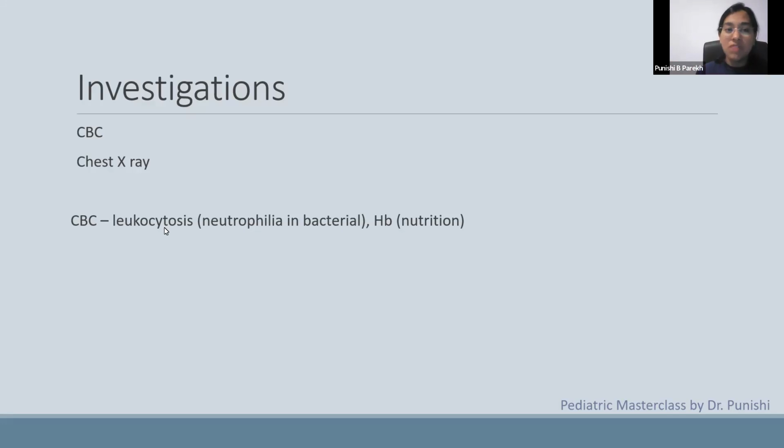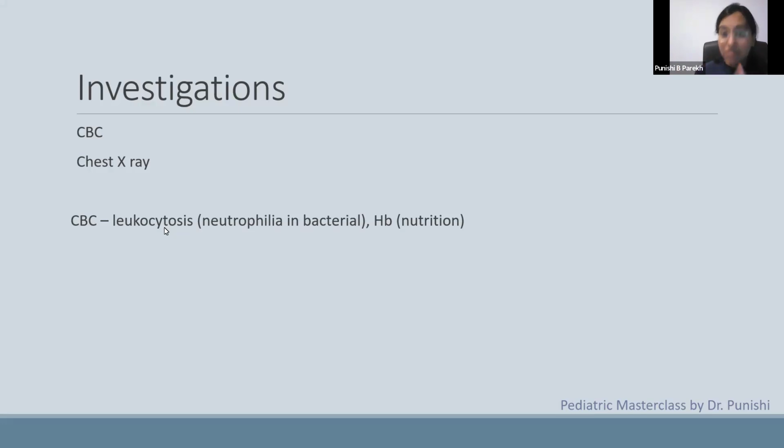Now, the hemoglobin will give you an idea of the nutrition status of the patient. So malnutrition and anemia again predispose to infections, and it's that vicious cycle of malnutrition. So WBC and hemoglobin are two important things that you will always look for in a CBC in this patient.